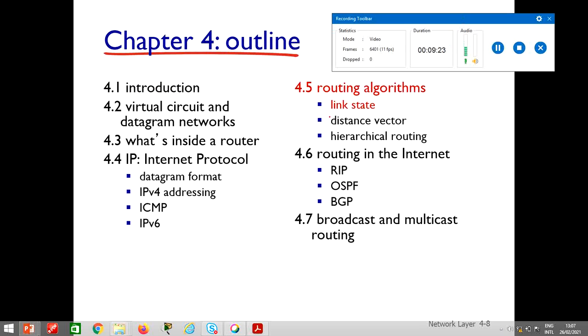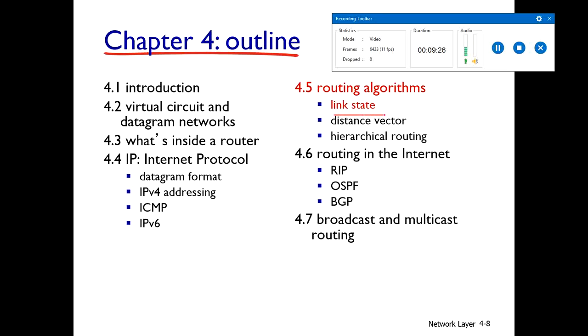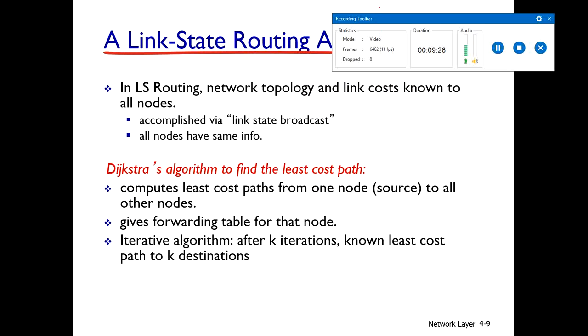Alright, so in this lecture I am going to talk about only the link state algorithm. Okay, so let's start with what a link state algorithm is. First of all, remember it belongs to the class of global routing algorithms. So the network topology and the link cost are known to all the nodes. How is it known? The calculation of the network topology and link cost is accomplished via link state broadcast. All nodes have the same information, and they have the same calculations.